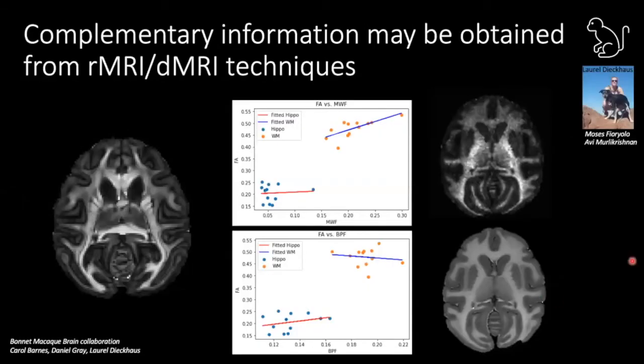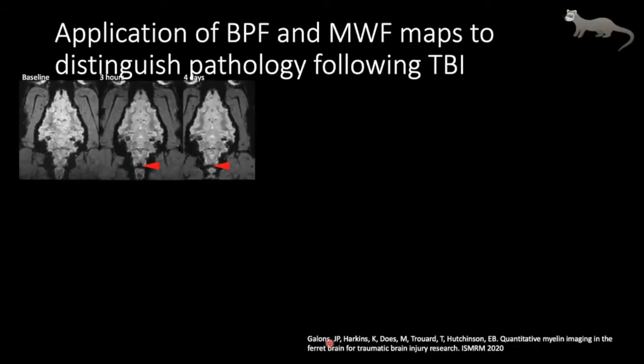One of the things that Laurel in my lab has been doing is to look across these images, about a dozen of these bonnet macaque brains, for part of a larger study. She's looked at the relationship between fractional anisotropy and myelin water fraction, and fractional anisotropy and bound pool fraction, in different regions. As you might expect, they correlate in the white matter, where FA and myelin water fraction are strongly correlated, but bound pool fraction in the white matter is not strongly correlated with fractional anisotropy. And in the hippocampus, neither metric is correlated with fractional anisotropy, suggesting that there could be complementary information in these techniques.